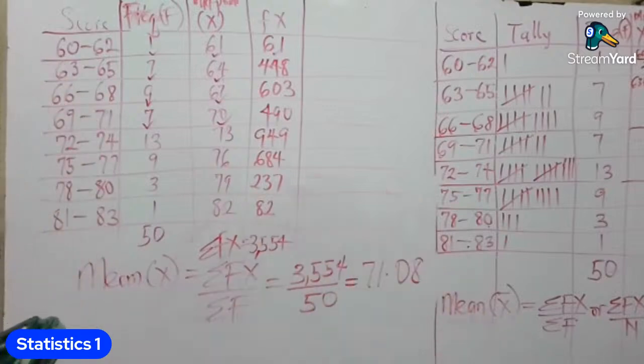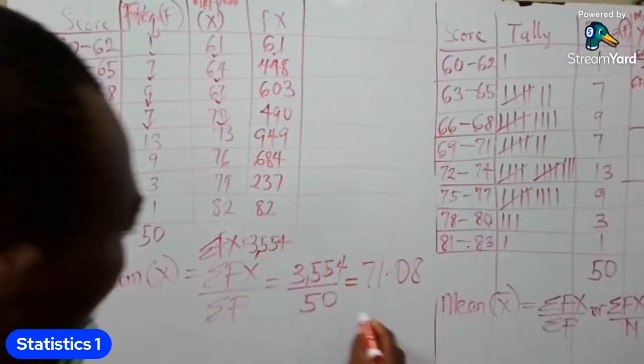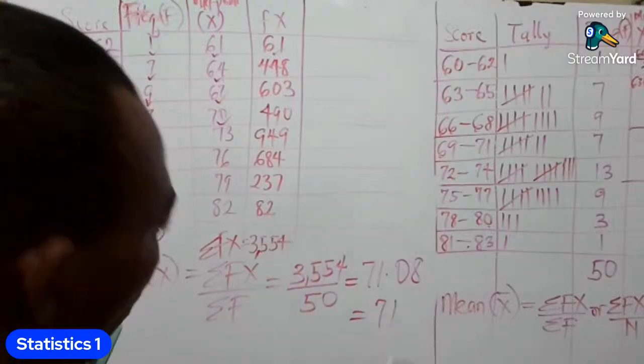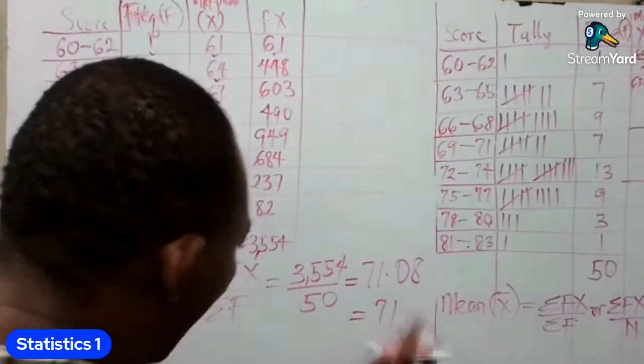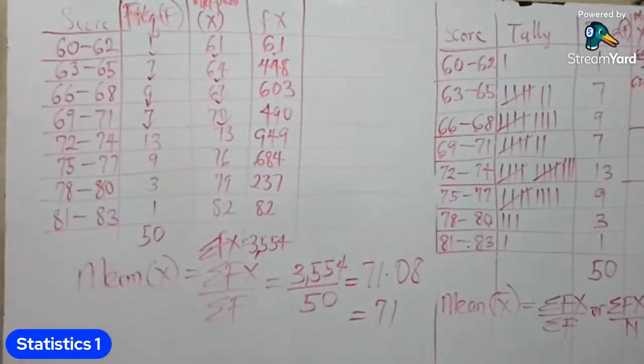But if the instruction says you should approximate it to the nearest whole number, of course, this will definitely give you 71. But if the instruction did not say anything, just leave it like that. So that is how to find the mean value.